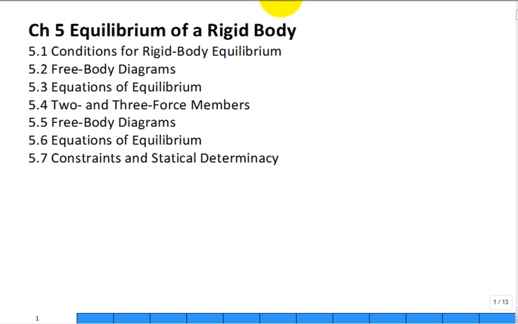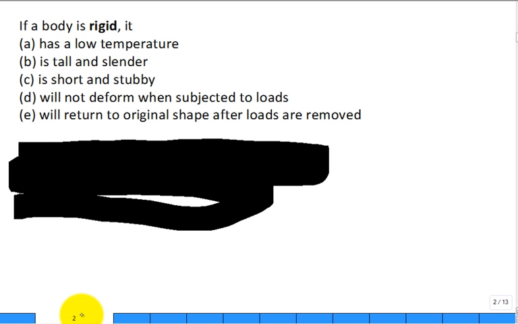All right, so now let's move into chapter 5, and it's entitled Equilibrium of a Rigid Body. So if a body is rigid, does that mean it has a low temperature, it's tall and slender, it's short and stubby, it will not deform when subjected to loads, or will return to the original shape after the loads are removed? Not a clicker question, but it would be.